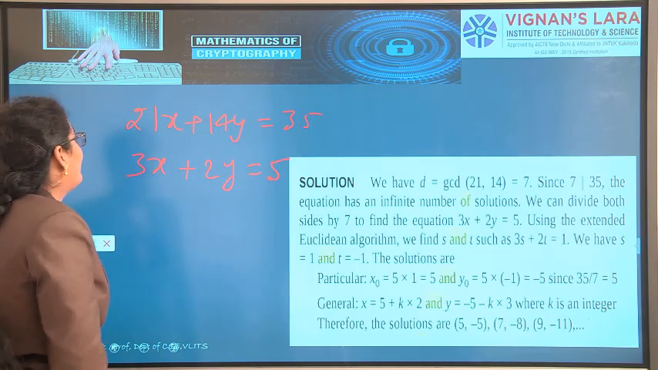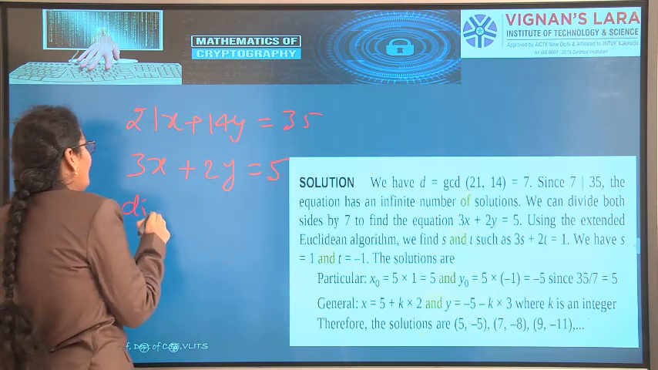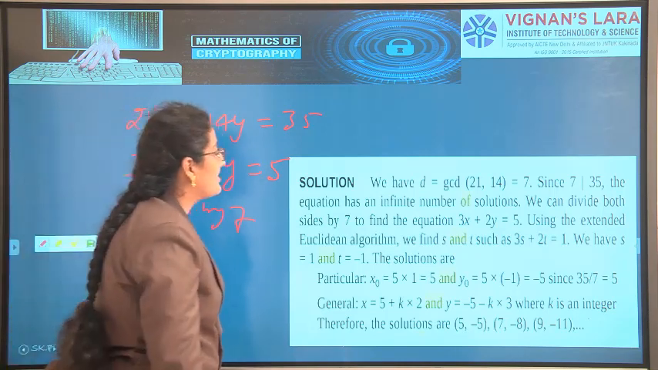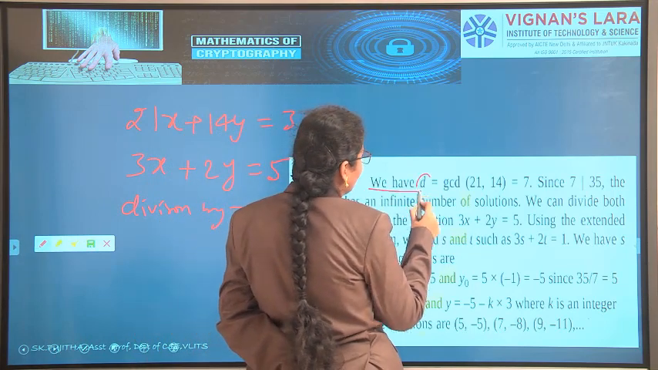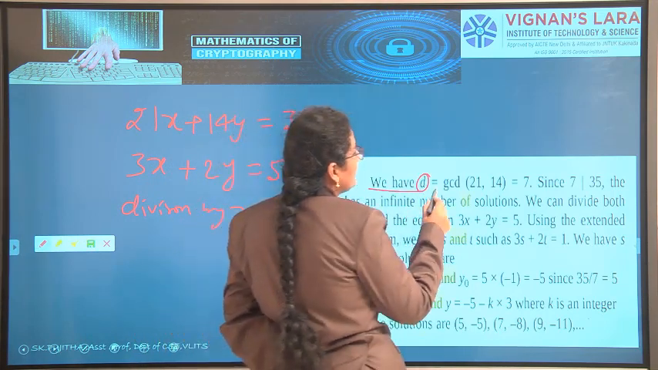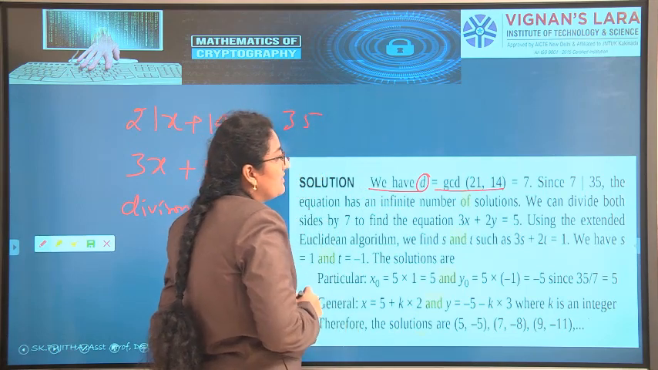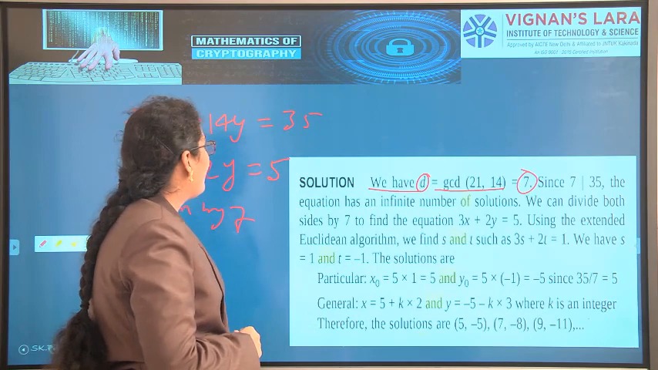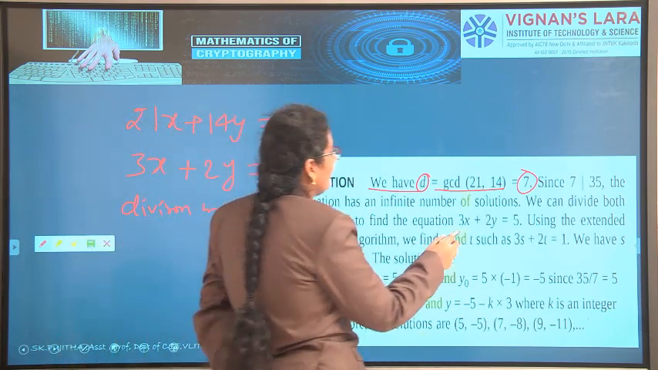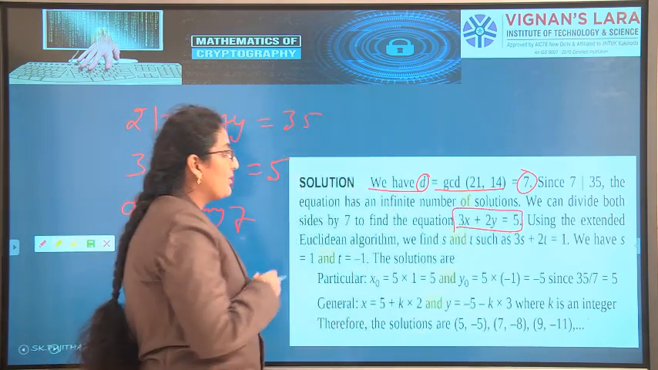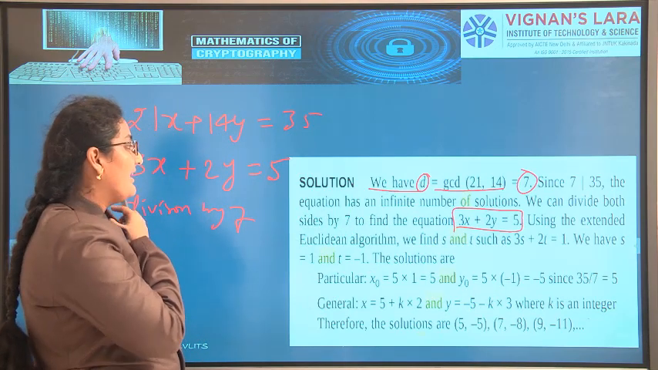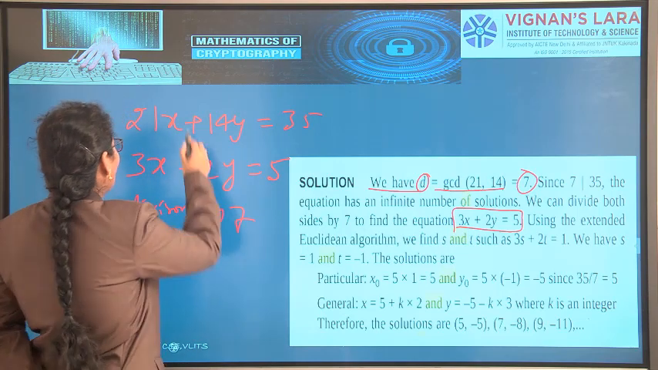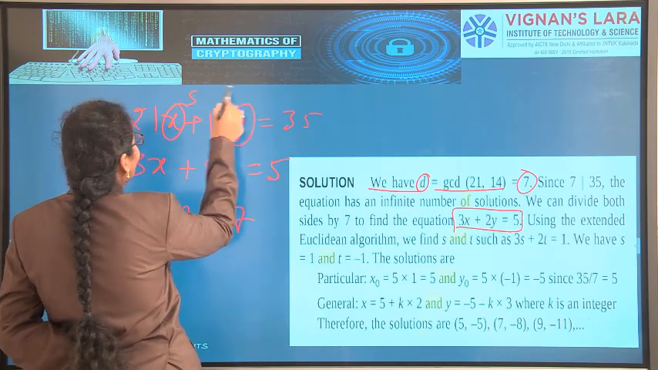See, we have divided by 7. Here d is nothing but the GCD of 21 comma 14, which is 7. Why is it 7? Because on division by 7 we get 3x plus 2y equal to 5. So up to here we have done the Euclidean algorithm. What do we have to do now? Using the extended Euclidean algorithm, we have to find the x comma y values, nothing but s comma t.